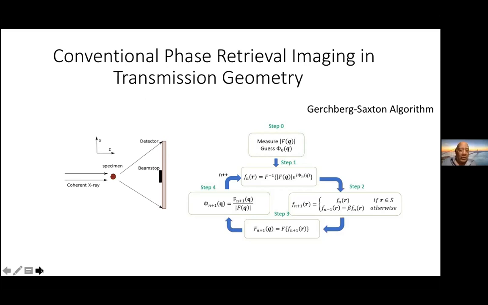Here's the geometry of this thing, where the beam comes in. It's basically like a small angle scattering experiment with a two-dimensional detector. And they use basically this thing called the Gerchberg-Saxton algorithm. The basic idea is this: you measure the intensity of the speckle pattern. It has to be a coherent beam, otherwise this thing won't work. So with the development of the brilliant coherent sources in X-rays, this became possible.